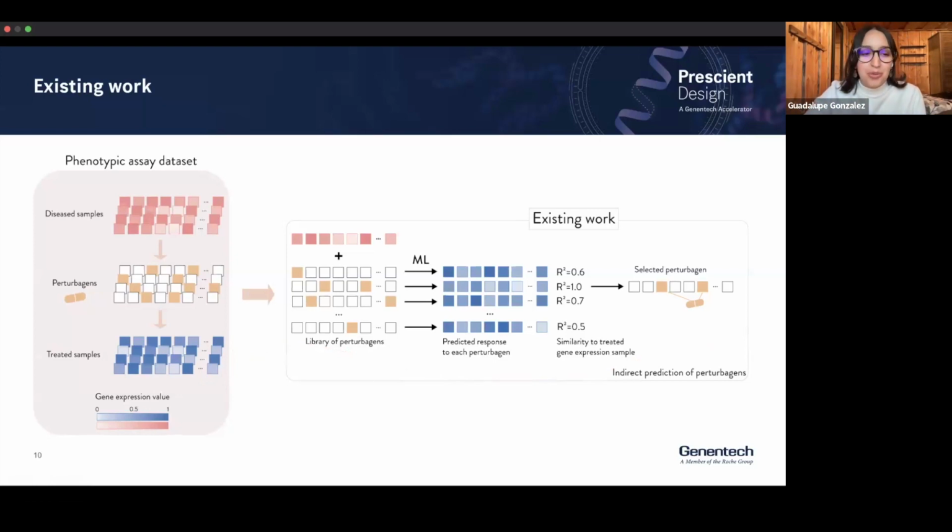So ideally, what we would be able to do is take our disease model and check experimentally what happens when we treat this disease model with our whole library of perturbagens individually, in combinations of 2, 3, 4, and so on, and then see which one gives us the desired response. However, in reality, this is pretty costly. So the community has resorted to modeling this using machine learning.